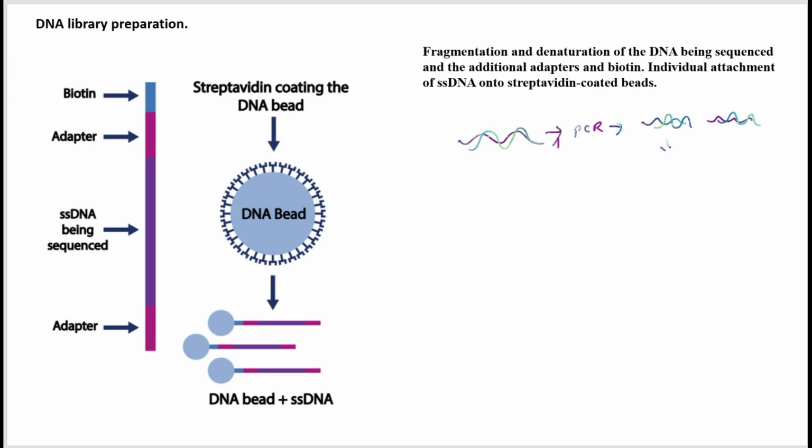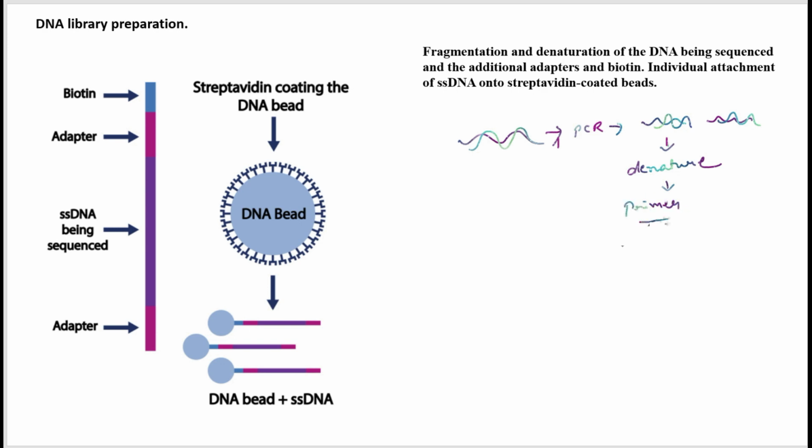The other thing we need to do is denature this DNA, because the DNA is present in the double-stranded form. First of all, it needs to be in the single-stranded form. So for that, we have to denature it. The other thing which is required is a primer.